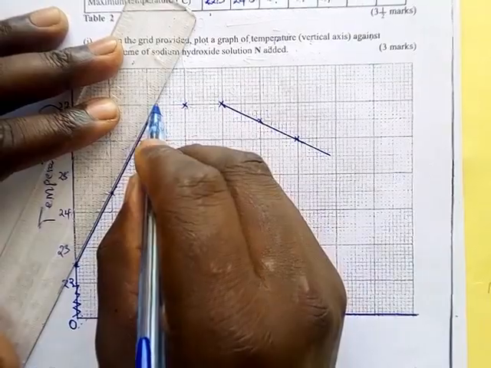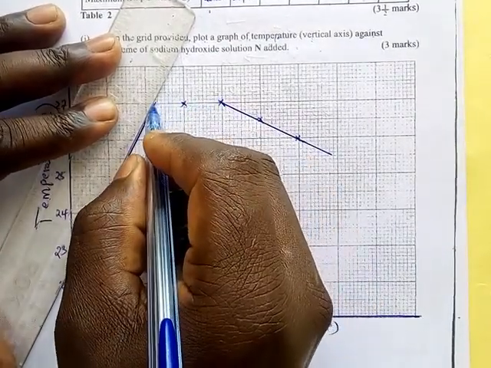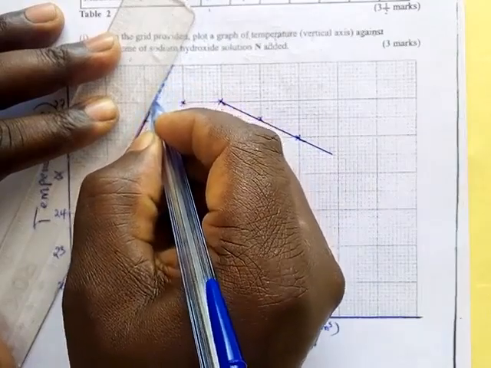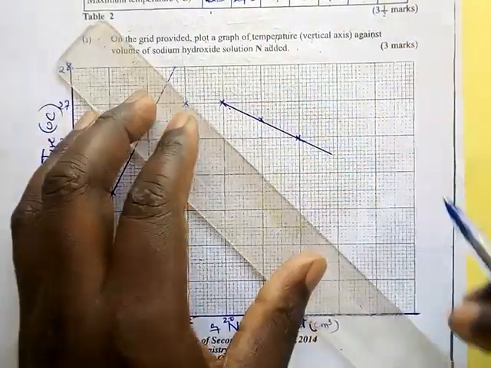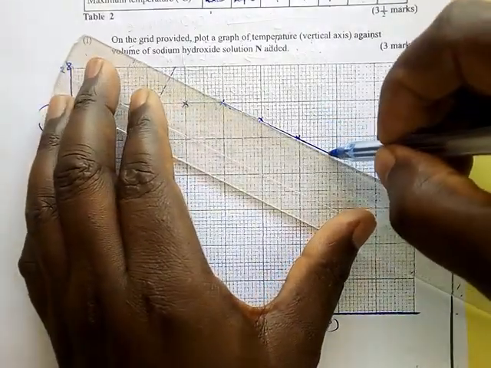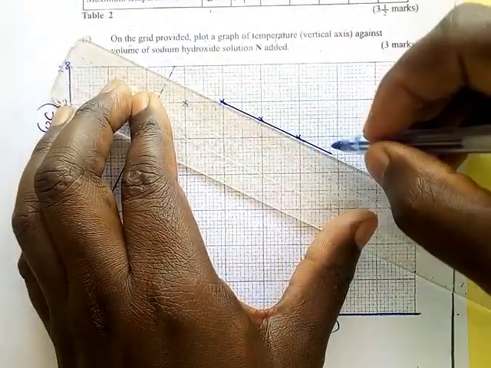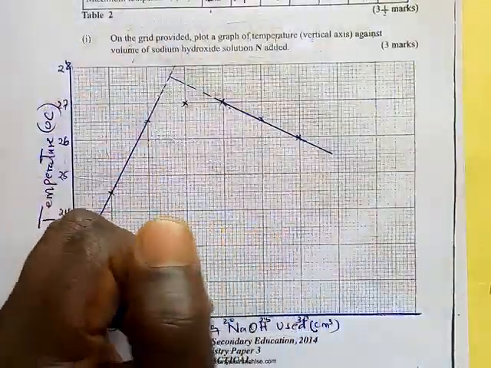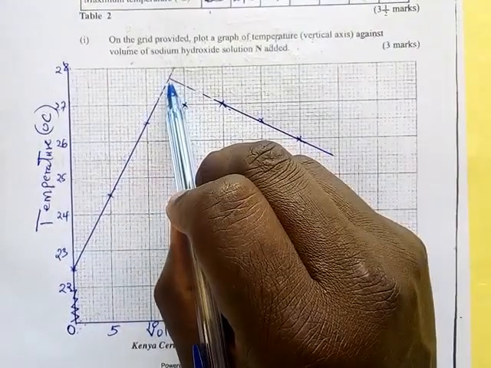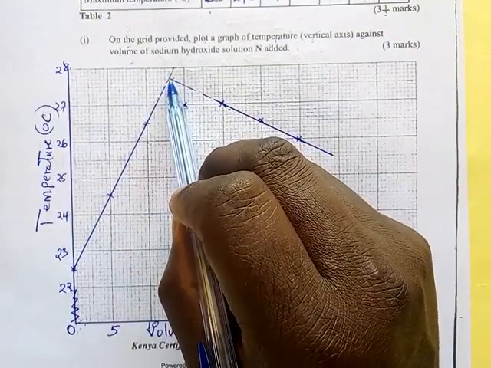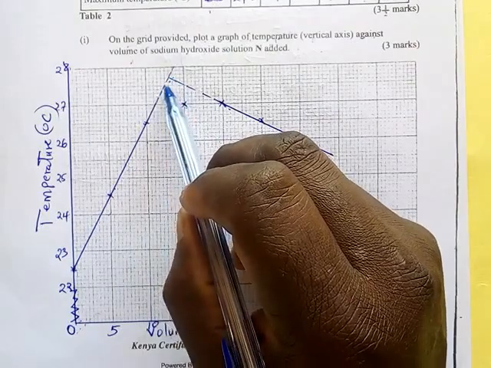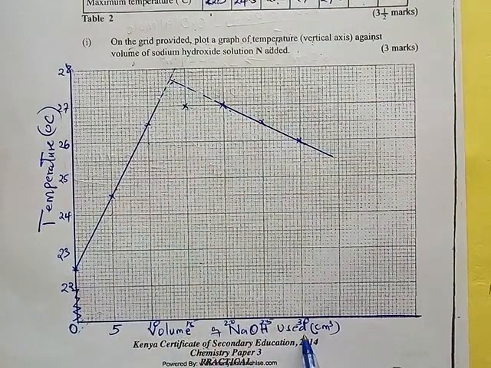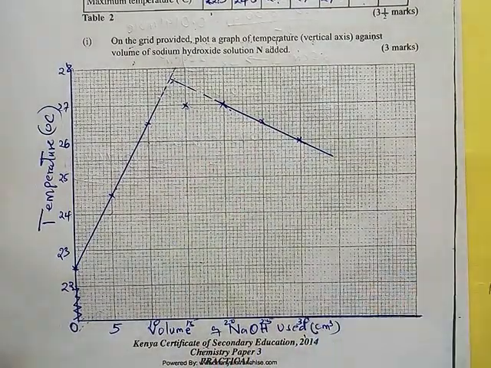Once we have reached where we have the constant, we extend the line using a dotted line. We extrapolate the line. We extrapolate this line also until it meets that one. Very good. Now, where the two extrapolated lines meet, that is the maximum temperature reached, and we can get the volume of sodium hydroxide N used.